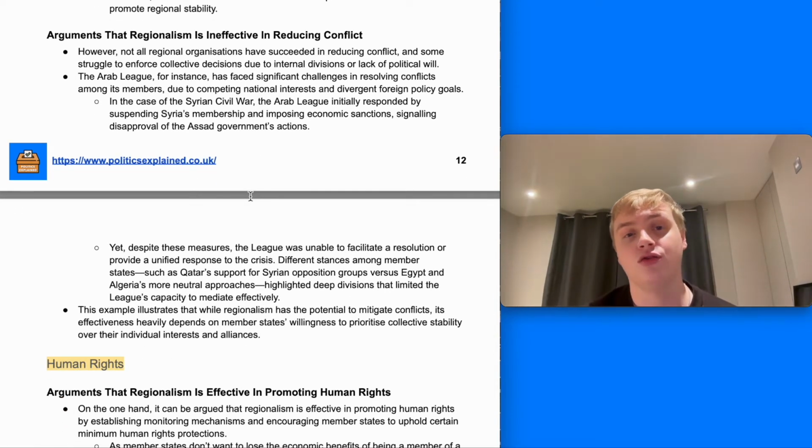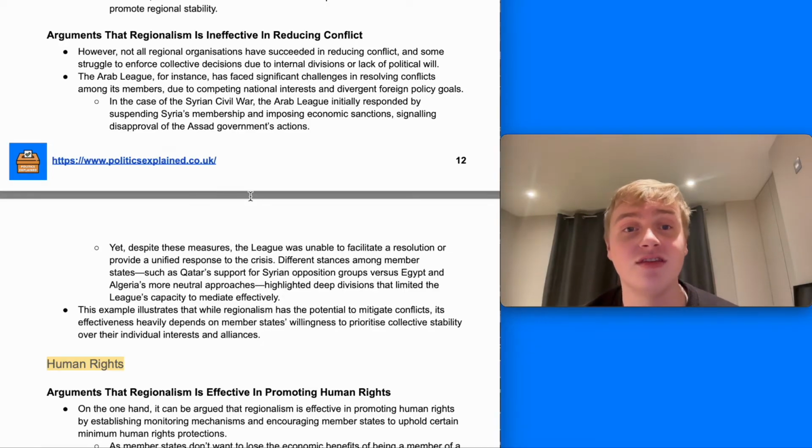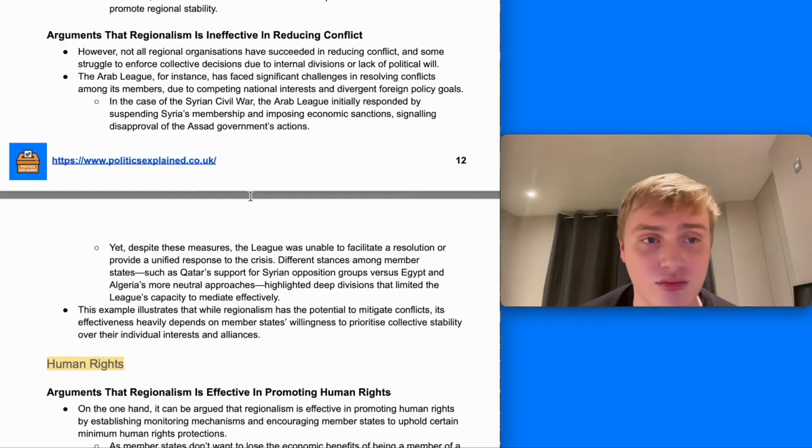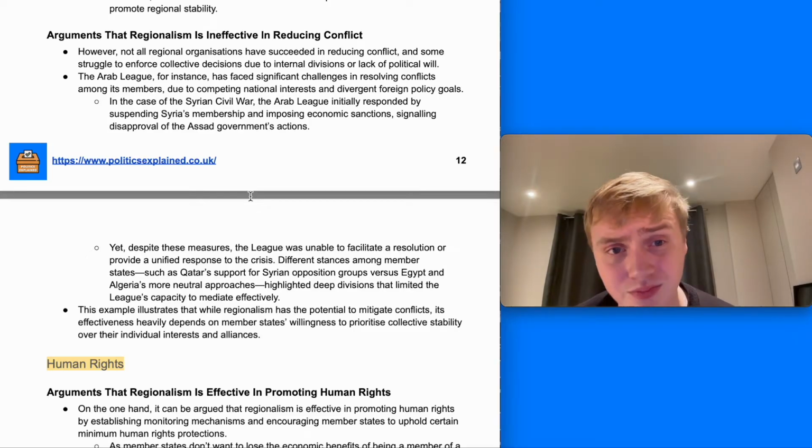On the other hand, it can be argued that regionalism is ineffective in reducing conflict. Not all regional organisations have succeeded in reducing conflict, and some struggle to enforce collective decisions due to internal divisions or lack of political will. The Arab League has faced significant challenges in resolving conflict amongst its members, and has ultimately been really unsuccessful.